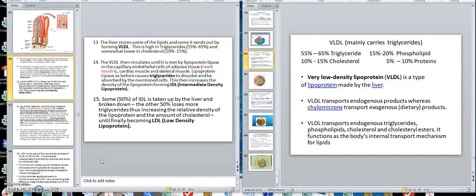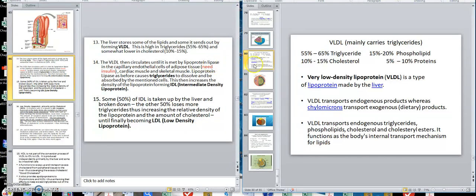Okay, on the last video, we had come to the point where we were saying that the liver makes VLDL. The VLDL mainly carries triglycerides, but it takes cholesterol too. The liver sends that out, it's in the circulation. When it runs across endothelial cells in adipose tissue, cardiac and skeletal muscle, they produce this enzyme, lipoprotein lipase, that dissolves some of the VLDL.